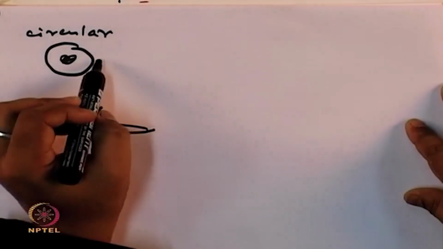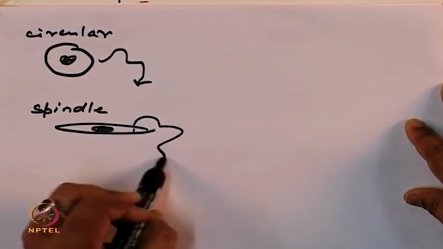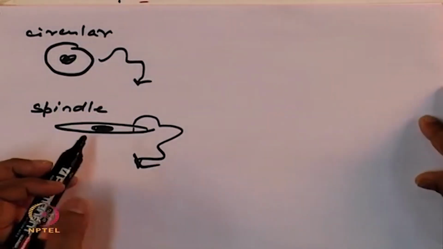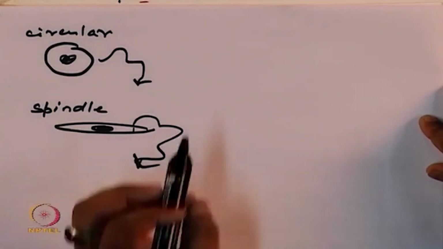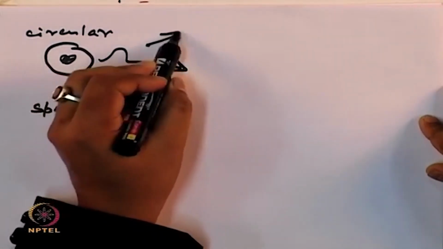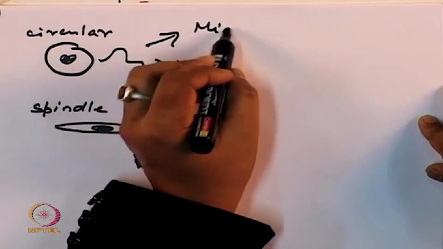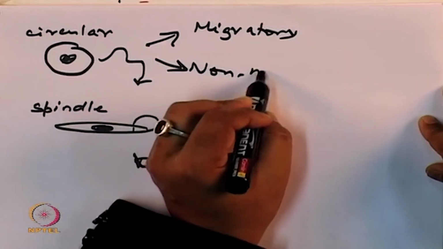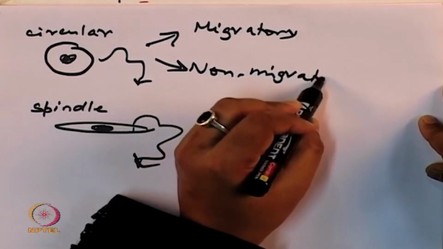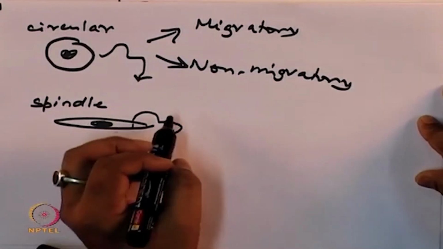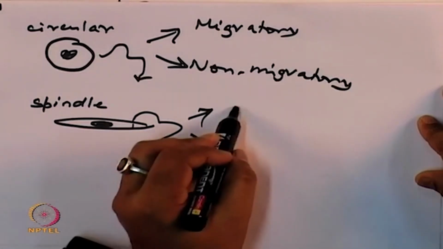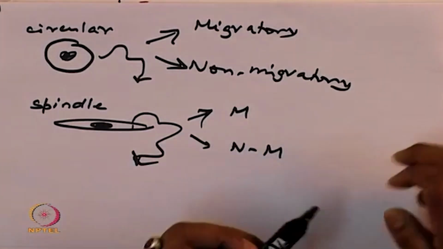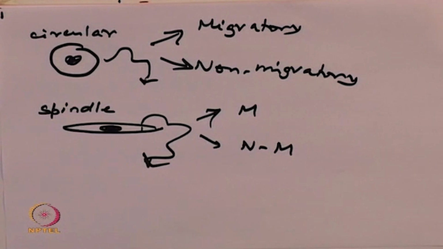Okay, and you want to see what are the trajectories of these cells in 2D plane. So, based on the distance it is moving, each of these has two populations, migratory and non migratory. Okay. Same here, you have migratory and non migratory. Okay. So, this is just an example.